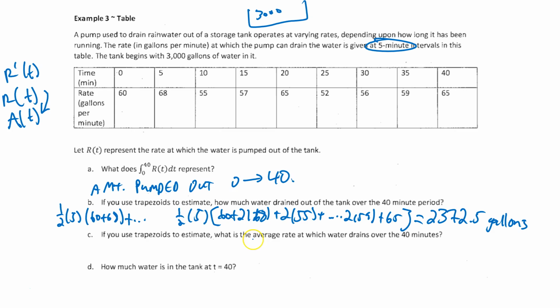So now if you use that, what is the average rate at which water drains out? So the average rate would be the integral of the rate function divided by the length of time, which in this case is 40.